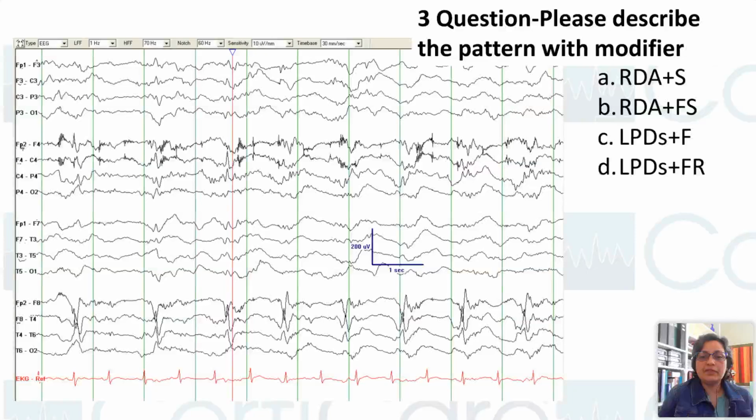Okay, so do you think this pattern is rhythmic delta with sharps? Rhythmic delta with fast activity and sharps? Or are these just LPDs with fast activity, or LPDs with fast activity as well as rhythmic delta? What do you think best describes this pattern? Go ahead and enter that information into the poll.